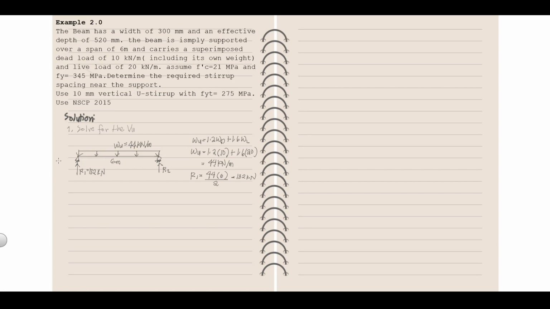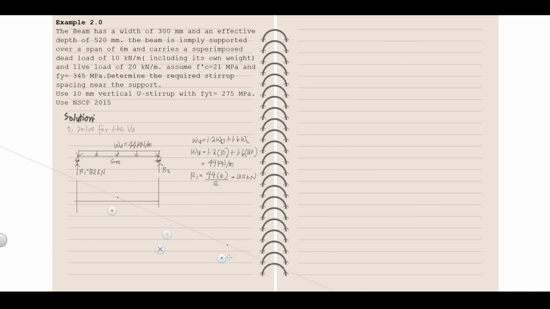Next, ang problem kasi dito, determine the required spacing near the support. As you can see, sa provision ng code natin, we can get our critical section or the VU at a distance from the face of the support, from the support, right?